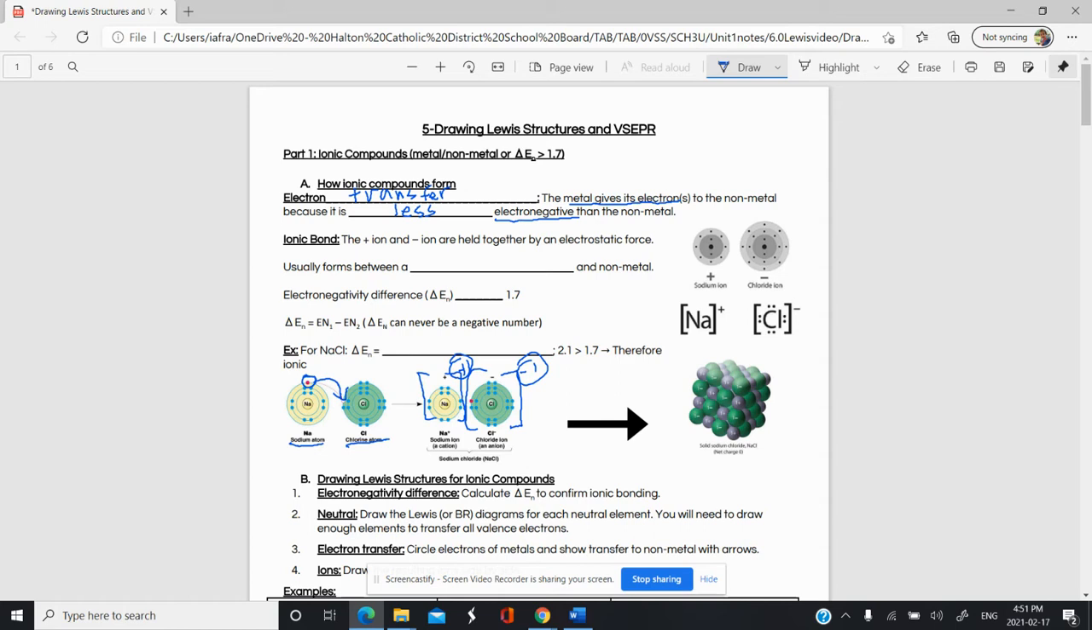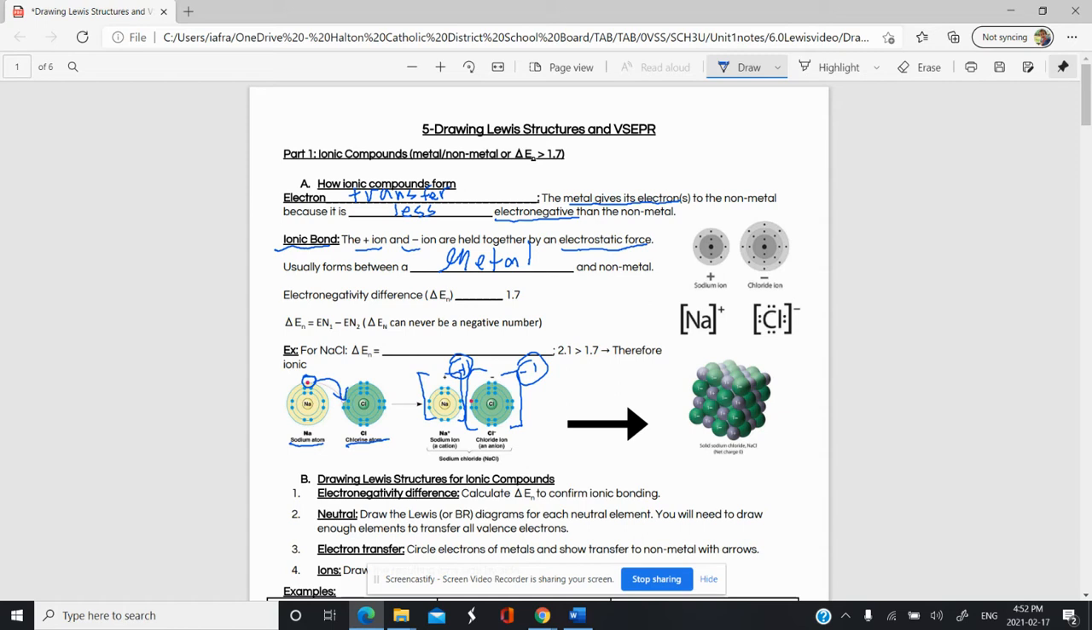So after the transfer happens, our ionic bond can actually happen because the positive and negative ions are held together by their electrostatic attraction or force. Usually an ionic bond is going to form between a metal and a non-metal. So if you see a metal and a non-metal, usually you're going to have an ionic bond there. How do we know for sure if we have an ionic bond?